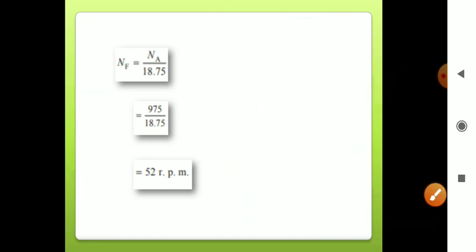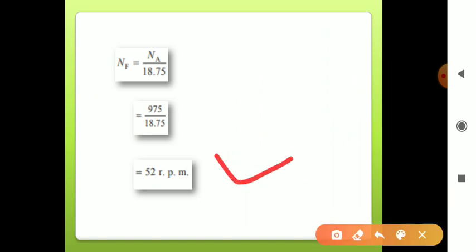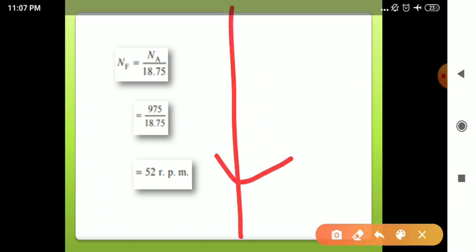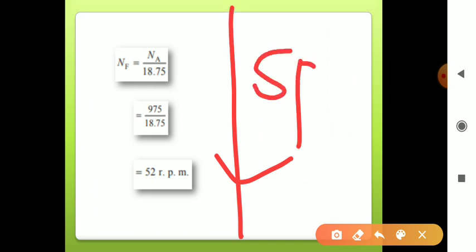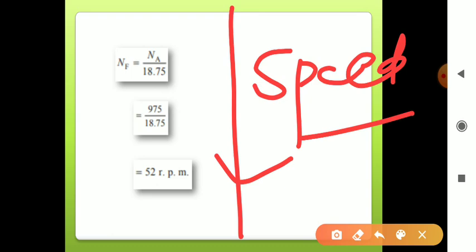In this numerical we saw how to find the value of the last gear speed, and how to reduce speed, comparing na and nf. Up to here, the problem is solved.